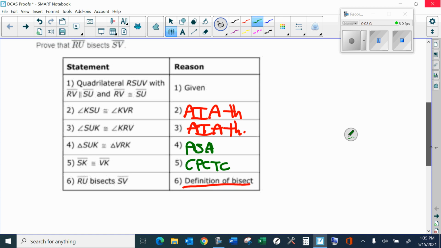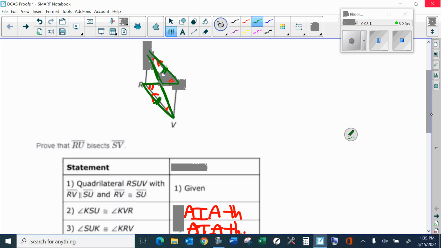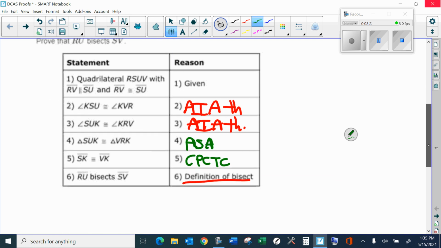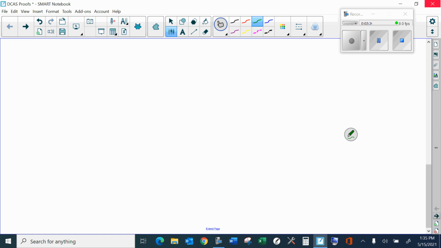And we're trying to prove that segment RU bisects SV. So in order to prove it bisects it, we have to prove that these two are congruent. And so we just showed that they're congruent through CPCTC in that last step. Okay, so there's that proof.